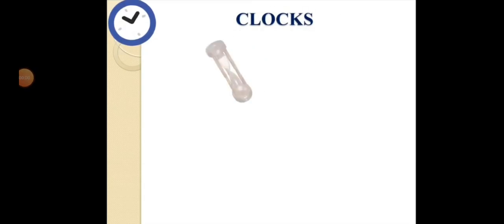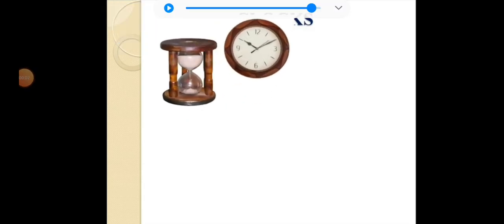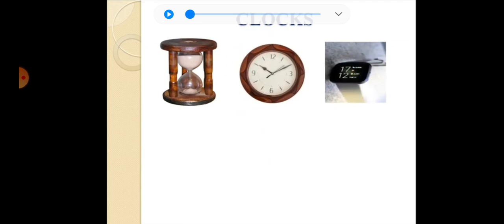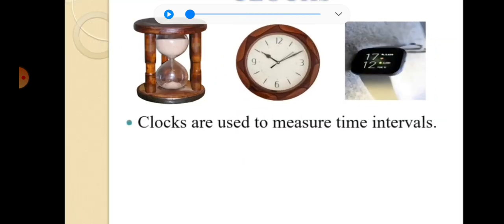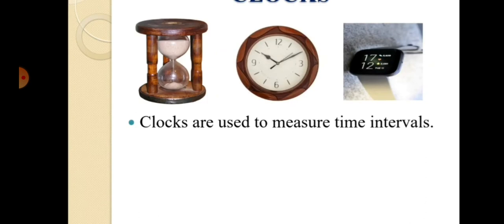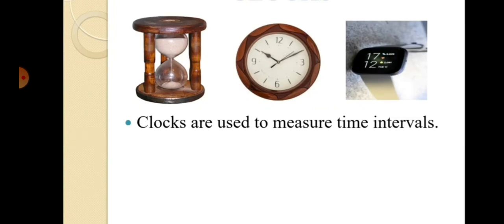About the clocks. Clocks are used to measure time intervals. What is a time interval? For each hour, you will be having 60 minutes, and each minute we will be having 60 seconds. These are all the time intervals.